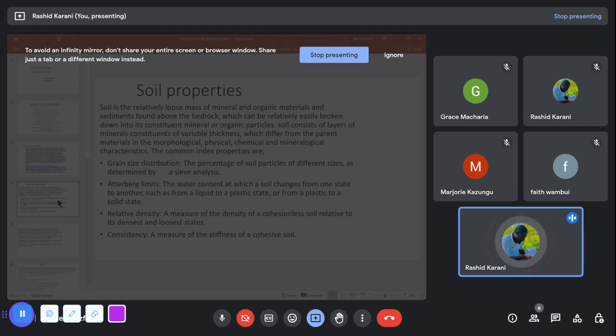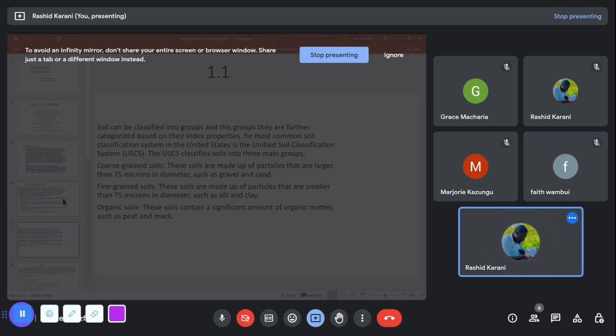So, the common index properties are the grain size distribution, where the percentage of soil particles of different sizes is determined by sieve analysis. This is where you do the soil tests. We have the Atterberg limits, where we measure the water content at which soil changes from one state to another, which you can say is the plastic limit test. We have the relative density, where we measure the cohesionless soil relative to its densest and weakest states. And finally, we have the consistency, a measure of the stiffness of a cohesive soil.